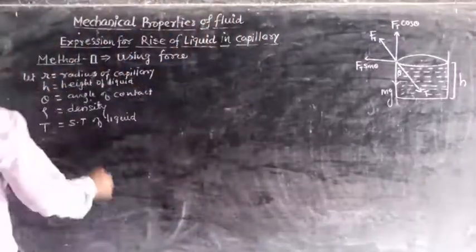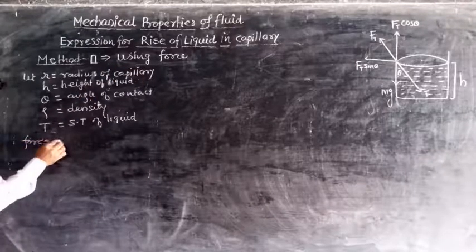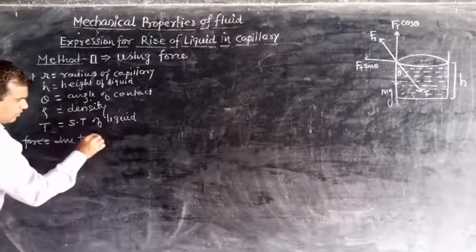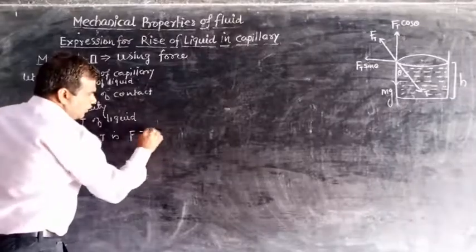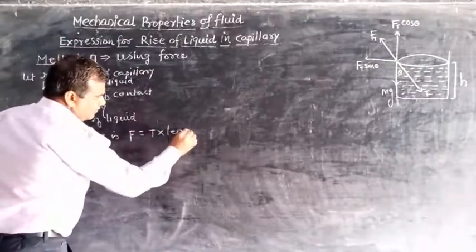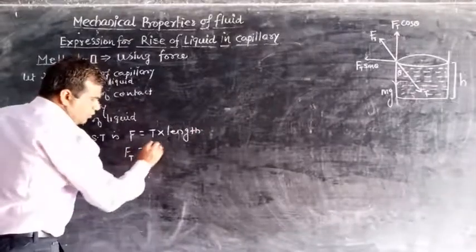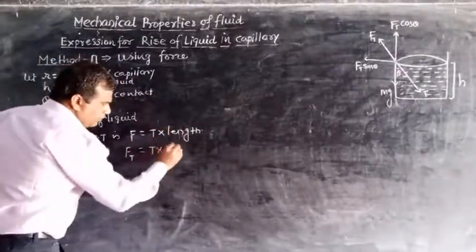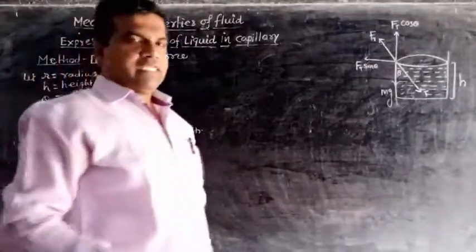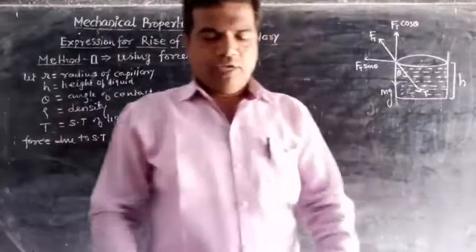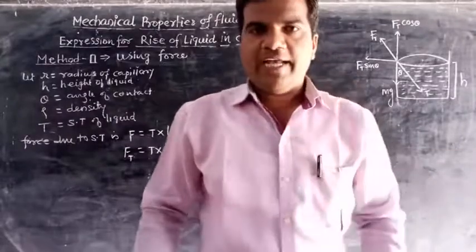Here the force due to surface tension is F equal to T into length, and therefore Ft is equal to T into 2 pi r, where 2 pi r is nothing but the length of the meniscus. This is the force due to surface tension. Now on the meniscus, two forces are acting.